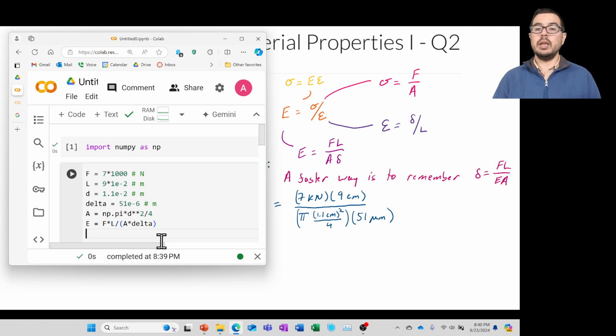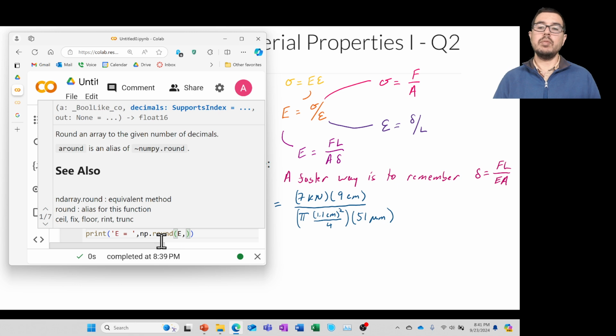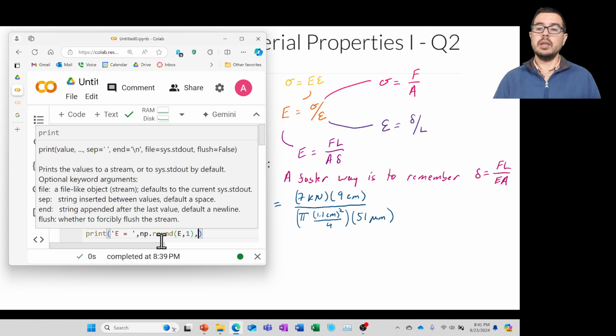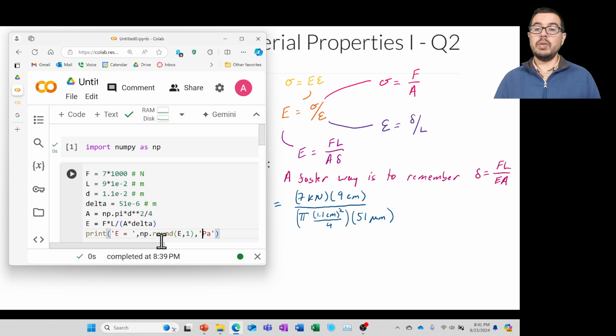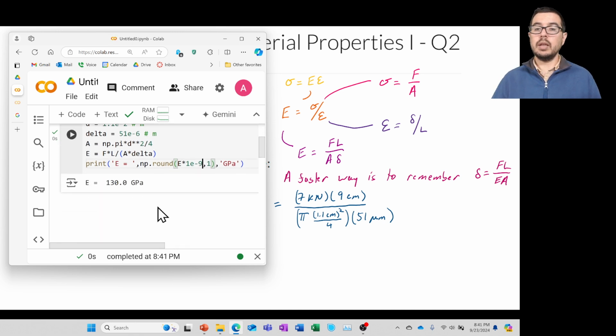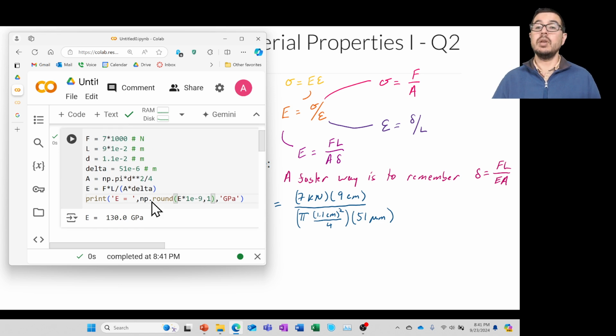We will go ahead and print the elastic modulus like this. If I keep it like that, that would give it in pascals. But if I want it in gigapascals, I'll go ahead and multiply this by 1 e to the minus 9, and I'll see what I get. And once again, we get 130 gigapascals. So I hope you find this example helpful and this information useful. Thank you.